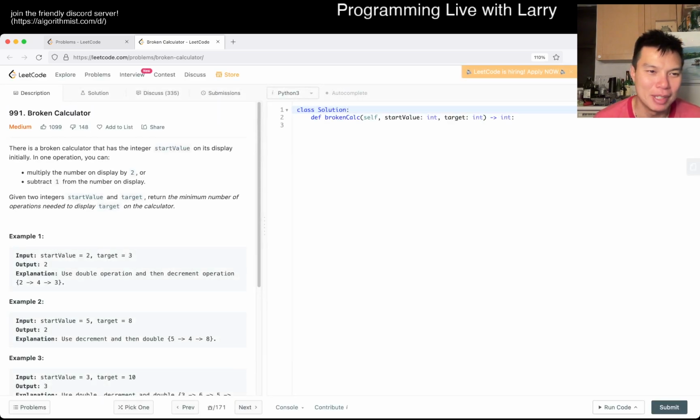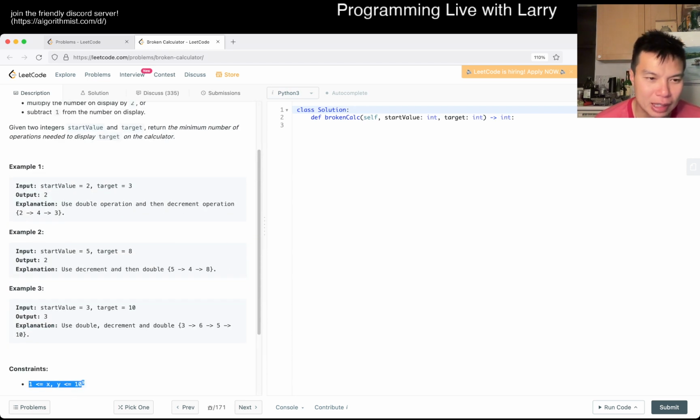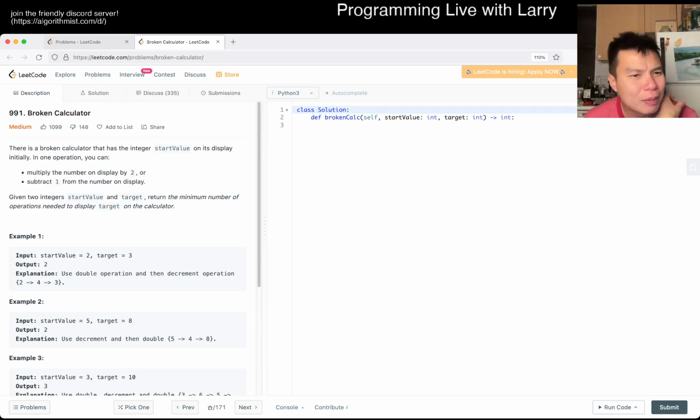And today's problem is Broken Calculator. Okay, so you can multiply the number by 2 or subtract 1. X and Y can be really big, so you have to be careful, though. You should only need to double not that many times. Let's think about it. I feel like this was a problem we've seen recently, but in another variation.